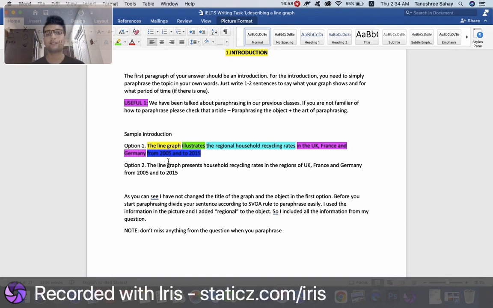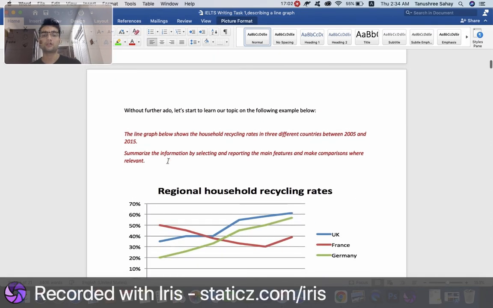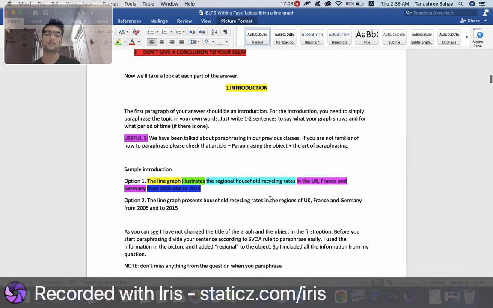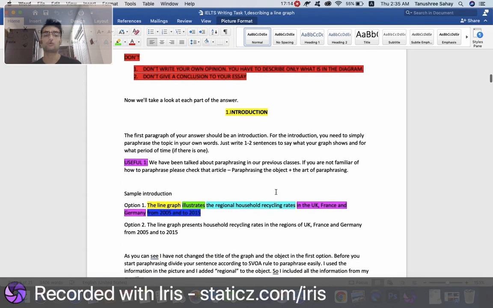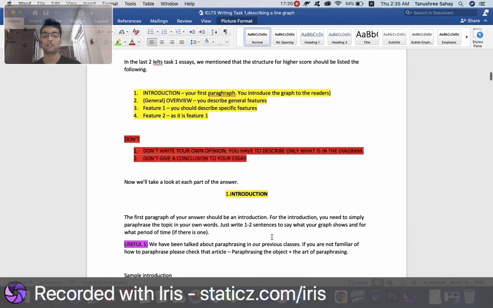So the line graph illustrates, and then I go up to the question. Here we go: the household recycling rates in 3 different countries between 2005 and 2015. What I did here is simply write the regional household recycling rates. That is almost the same as the original. I didn't change it because I don't need to change it.